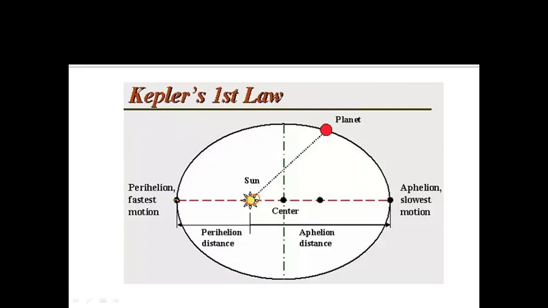Then there will be one point that is very close to the Sun, and this point is called perihelion. Similarly, there will be one point that is farthest from the Sun, and that point is called aphelion. And this kind of elliptical orbit actually goes well with Newton's laws and the inverse square law of gravity.